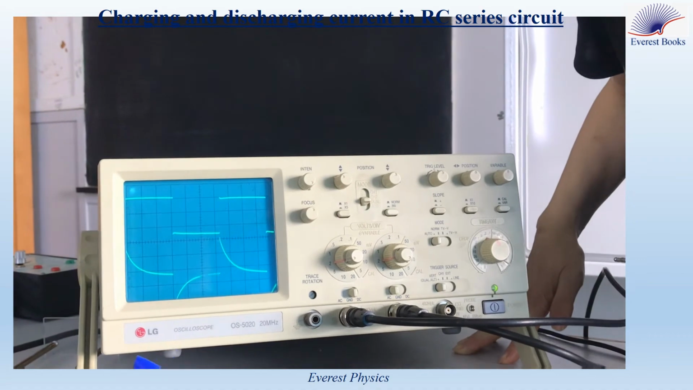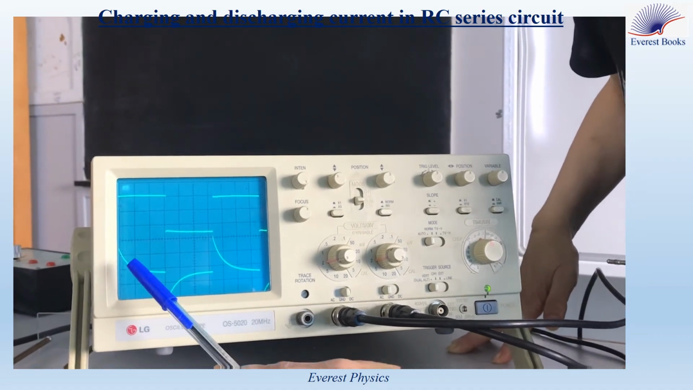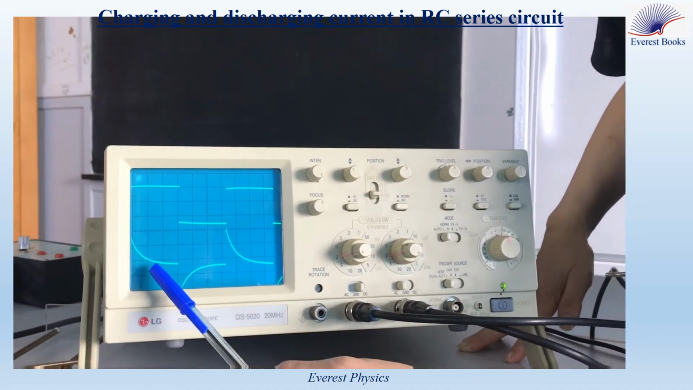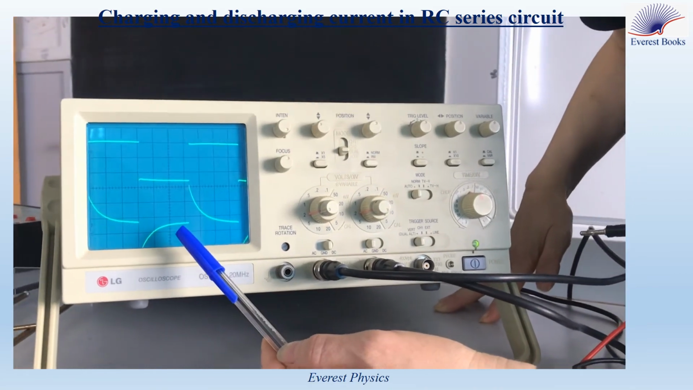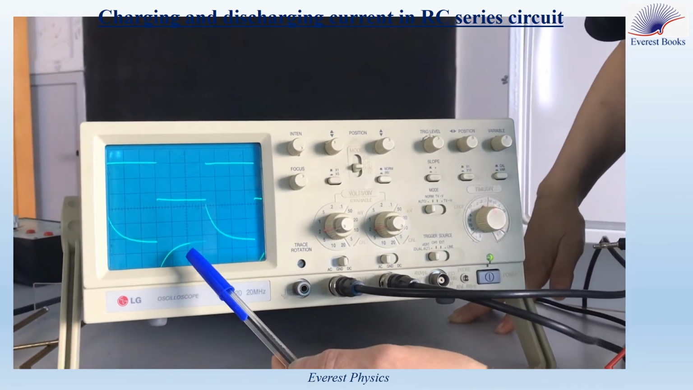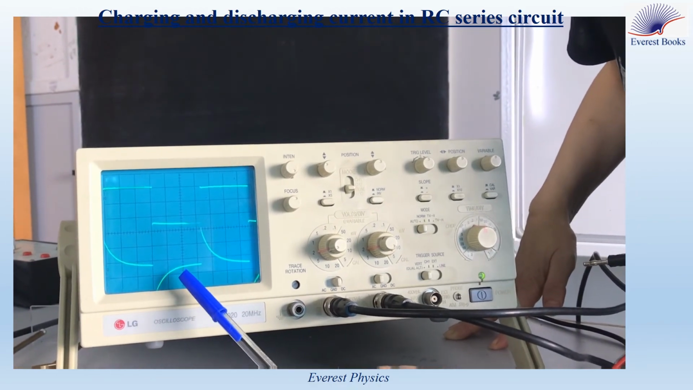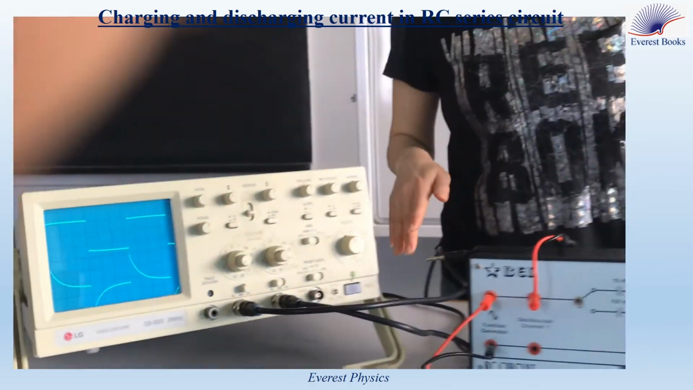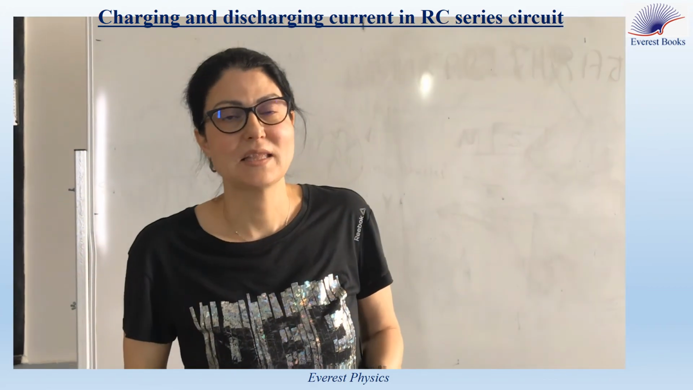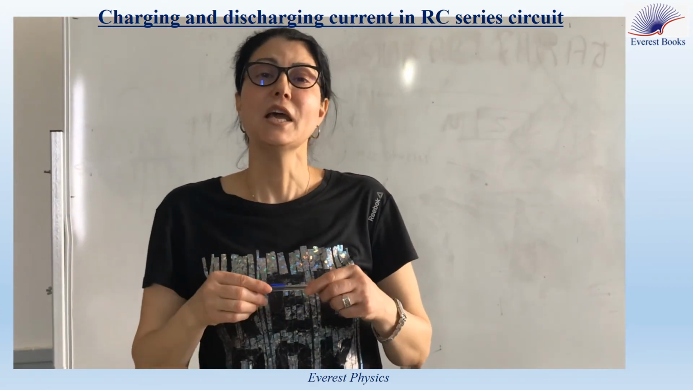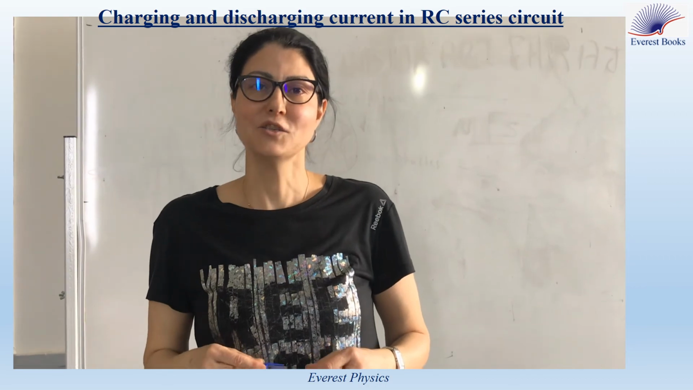Now, another important remark. Look at the curves of UR in the charging and the discharging phases. They have opposite signs, which means that the charge current and the discharge current have opposite signs. We conclude that the direction of the charge current is opposite to the direction of the discharge current.